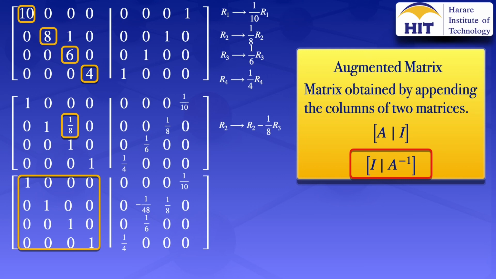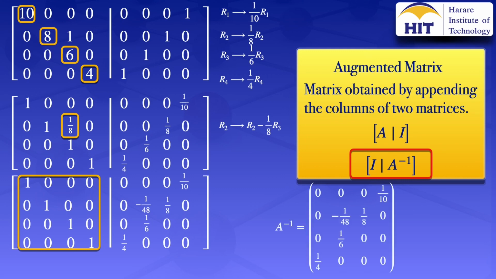So in this case, we'll be having the inverse of the original matrix is the matrix which has rows. The first row, 0, 0, 0, 1 over 10. Second row, 0, minus 1 over 48, 1 over 8, 0. Third row, 0, 1 over 6, 0, 0. Fourth row, 1 over 4, 0, 0, 0. So that's the inverse of that given matrix that we had.